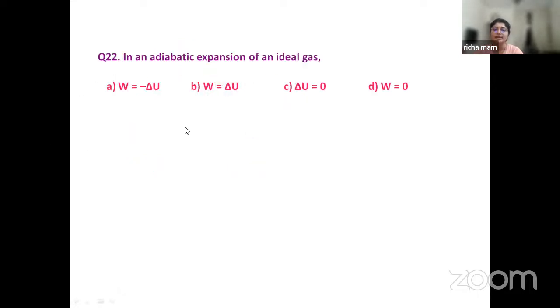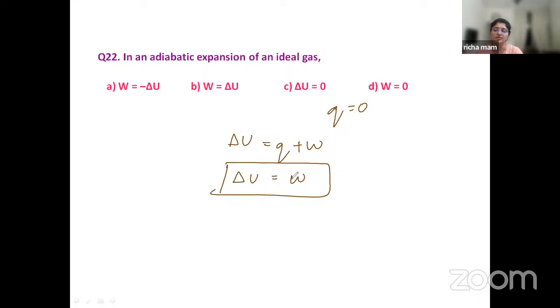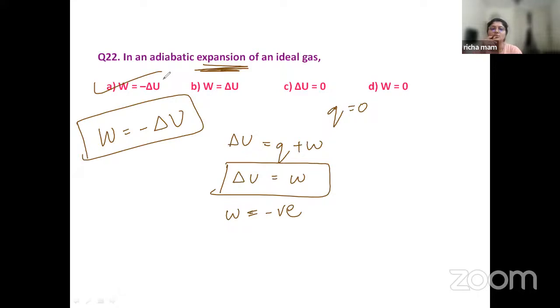In an adiabatic expansion of an ideal gas, what is the equation given? You know that Q will be equal to 0. So delta U will be Q plus W, so delta U is equal to W, because Q is equal to 0. Whenever a gas is undergoing expansion, the work done will be negative. So work done will be minus delta U. So option number A is the answer.